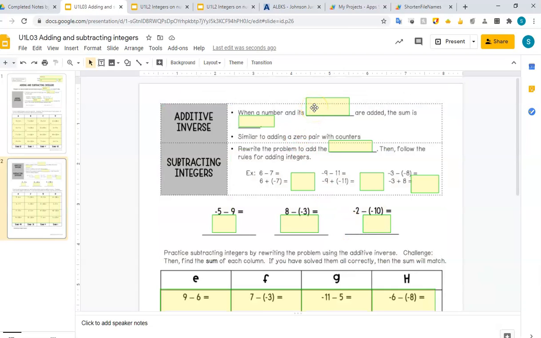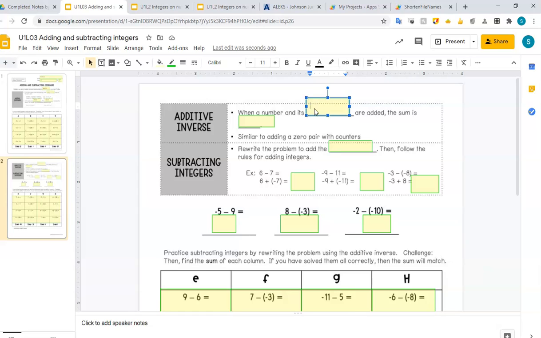So we're going to talk about the additive inverse. The additive inverse is, well, it's the thing that we call the opposite number, right? So when a number and its inverse, or opposite, are added, the sum is always what? Well, it's 0. All right? And we've done that before when you've added up counters of opposite things. If they match up exactly, then everything cancels out.